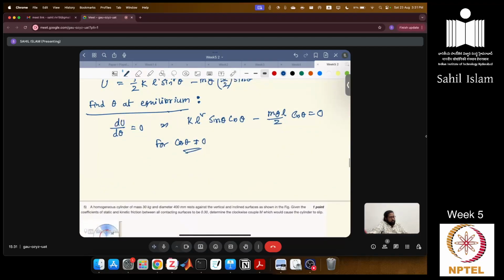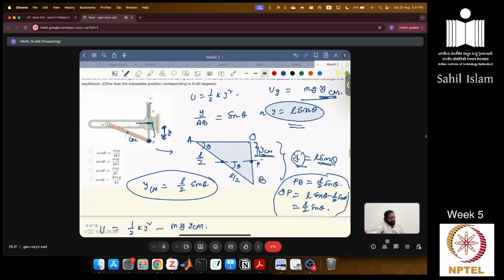So what will happen is cos theta gets cancelled out. Sin theta becomes mgL by 2 times 1 by k L square. This gives sin theta equals mg by 2 kL. So the answer is mg by 2 kL. Fine.